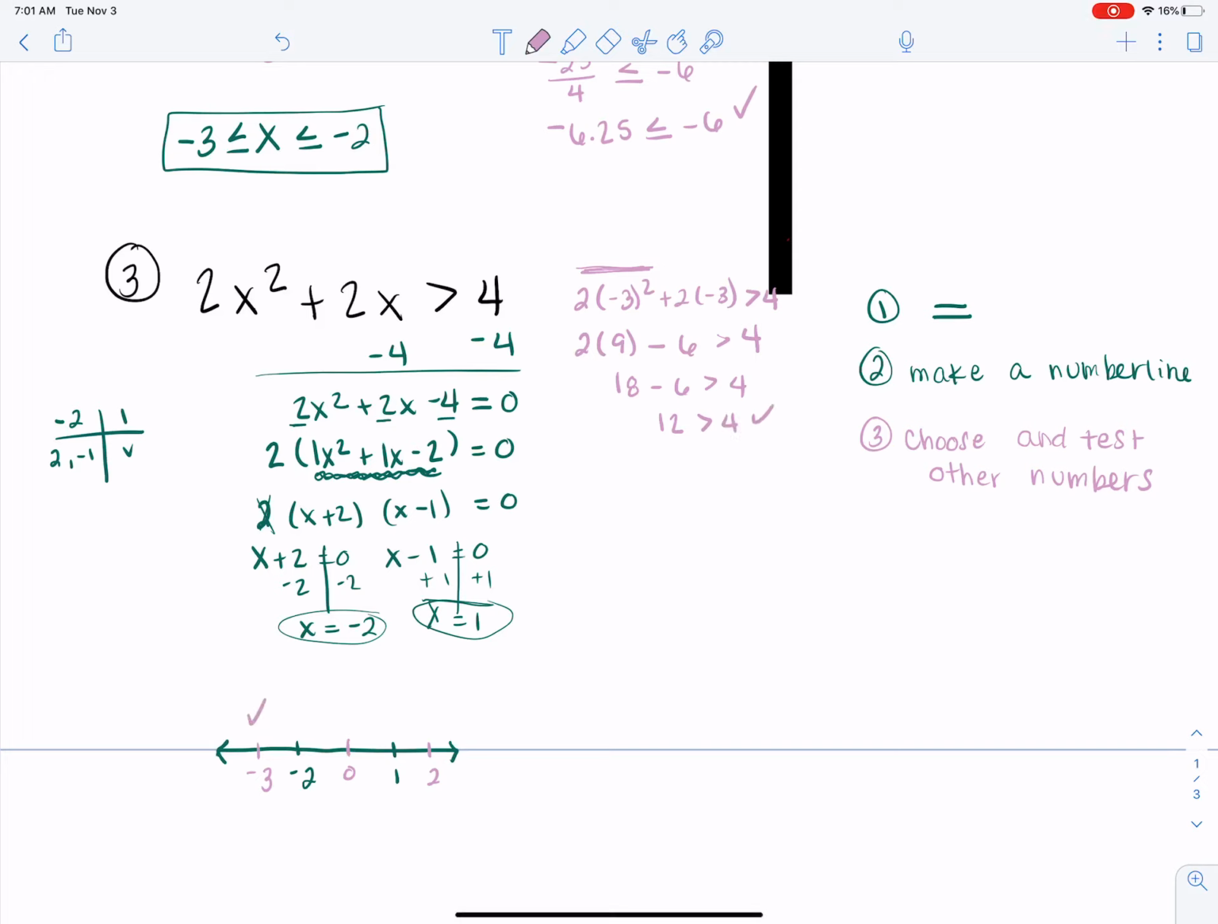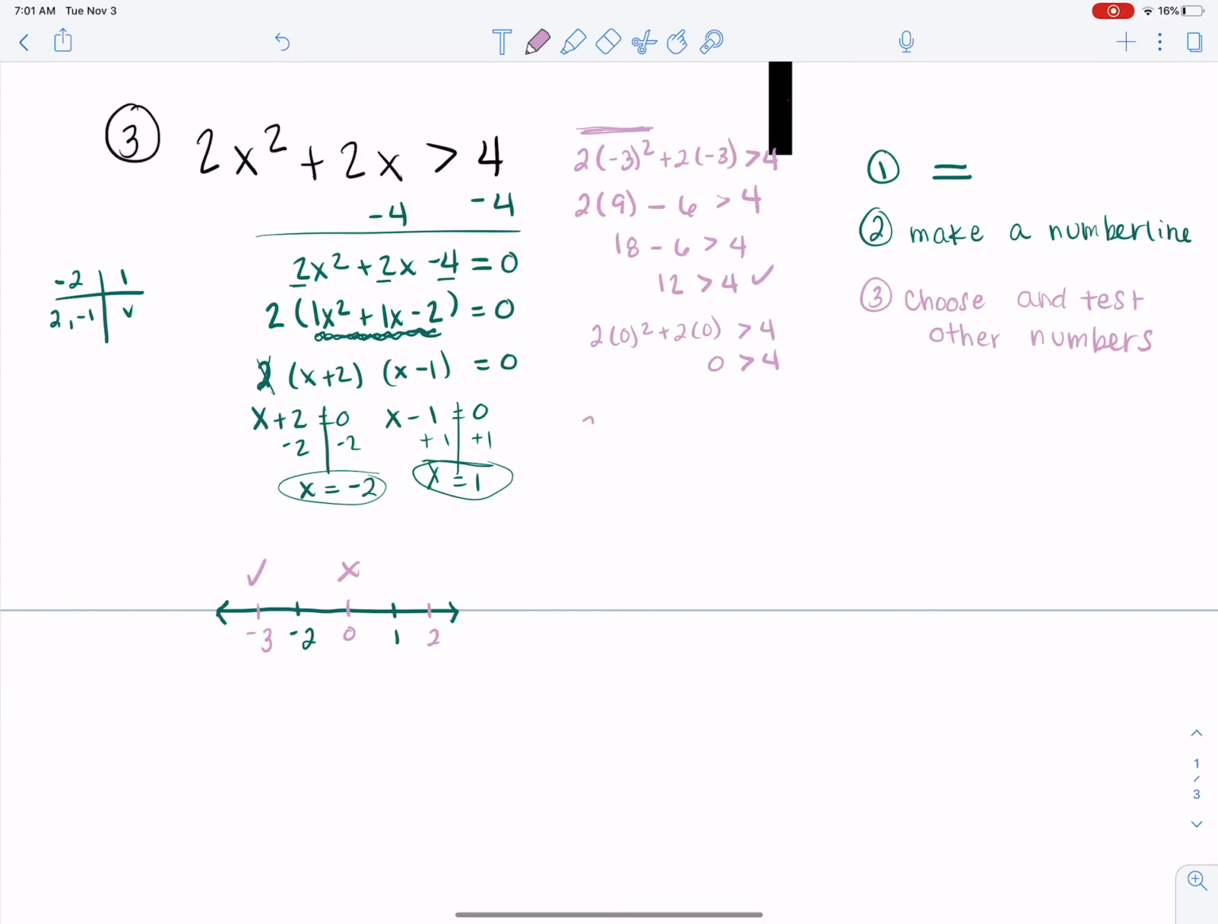So negative 3 works. Now let's try 0. So 2 times 0 squared plus 2 times 0. Is that greater than 4? Well, this is all 0. And 0 is not greater than 4. Okay. Now 2 times 2 squared plus 2 times 2. So 2 squared is 4. So 2 times 4 plus 2 times 2 is 4. So 8 plus 4 is 12, yes, is greater than 4.